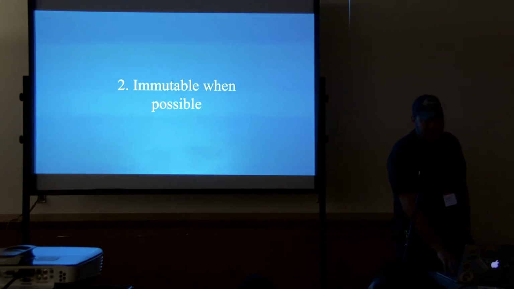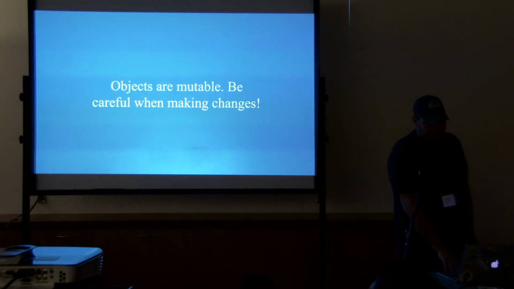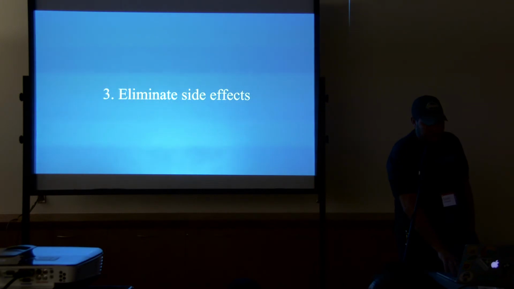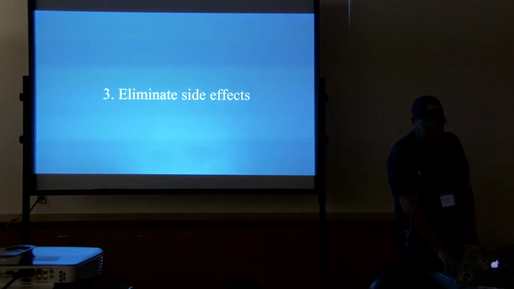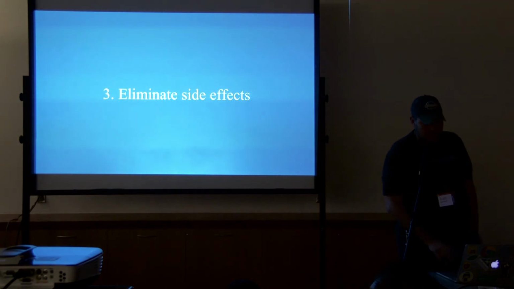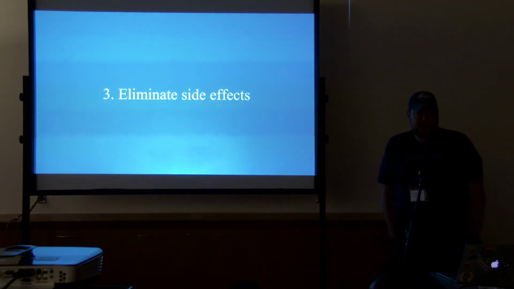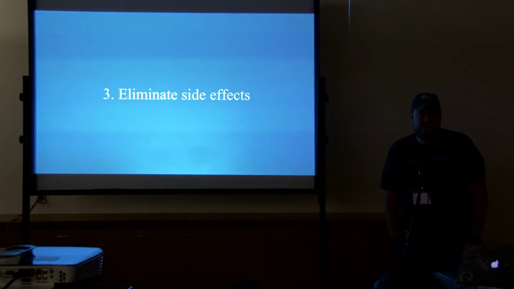Immutable when possible. I've talked to death about immutability. And objects are mutable. Be careful. Eliminate side effects. Whoa. I hit the end of my slide there. And eliminate side effects. We talked about the side effects as well. We want to try and get rid of anything that makes changes to those objects, makes changes to whatever scope you're running your code in. All those things will help you to make it more functional.